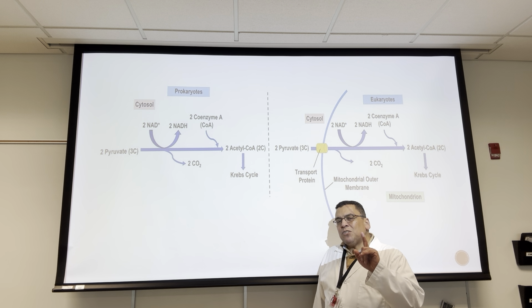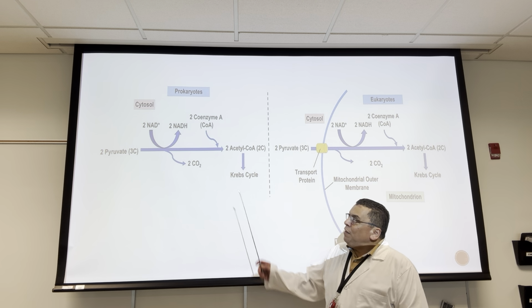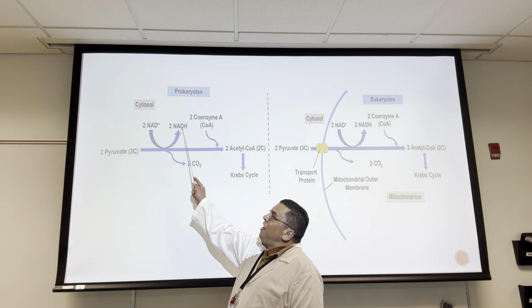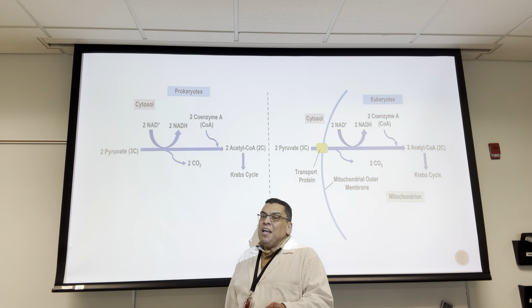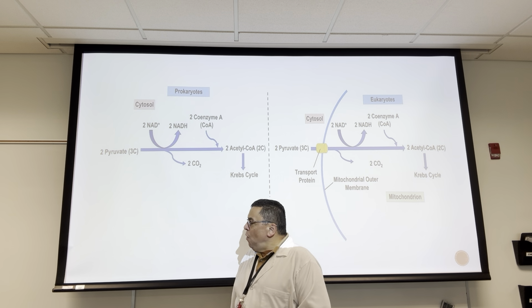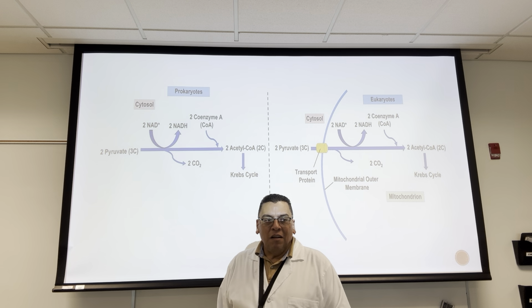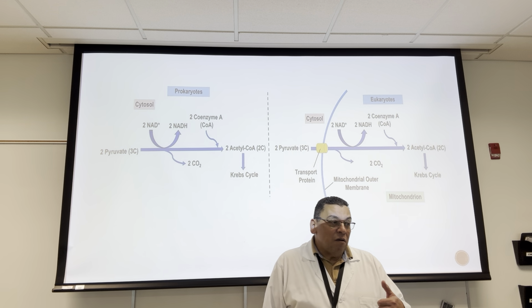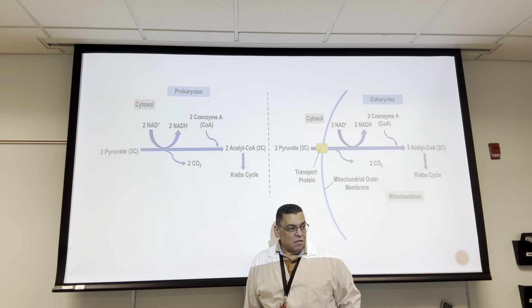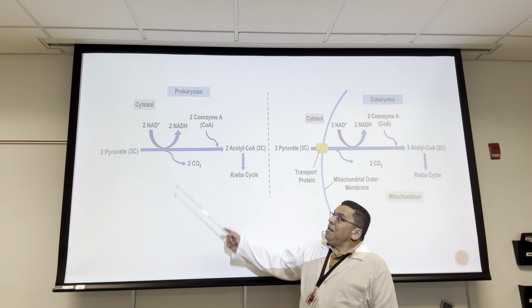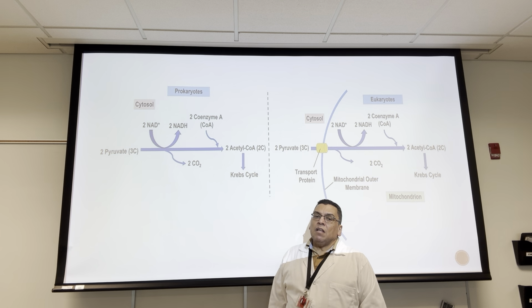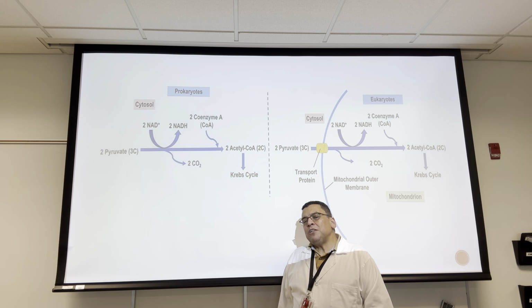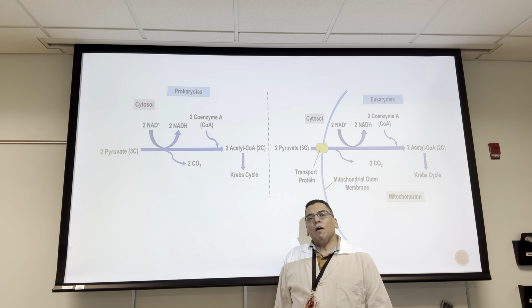Now, some mistake students make. They think, and hopefully you don't think this, these two NADHs are the same NADHs that I talked about before. No, they're not. The other NADHs I talked about were produced in glycolysis. These NADHs are produced in pyruvate oxidation. So how many NADHs do I have total right now? 4 of them.